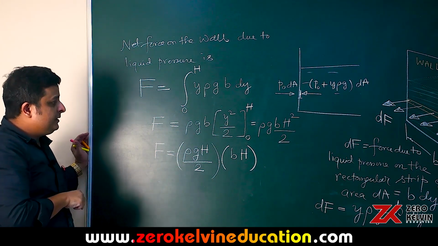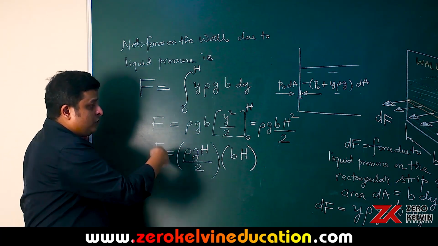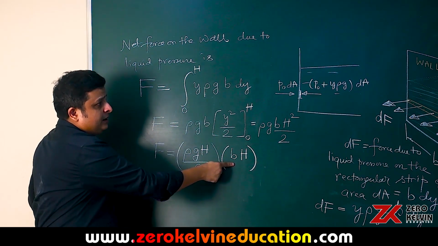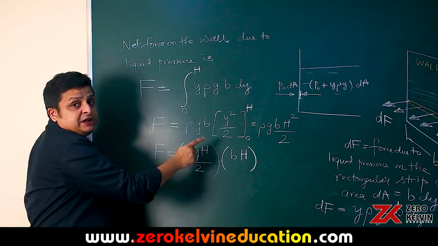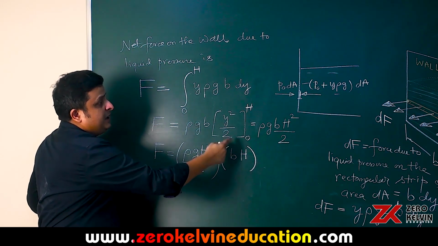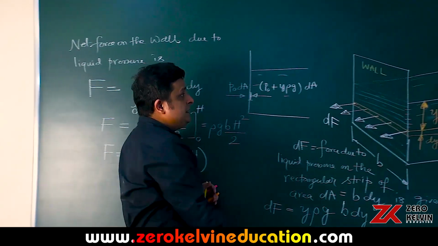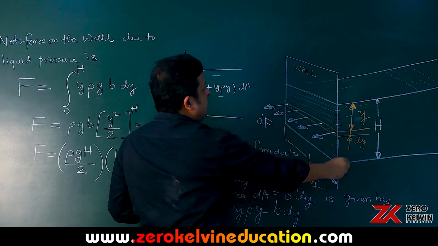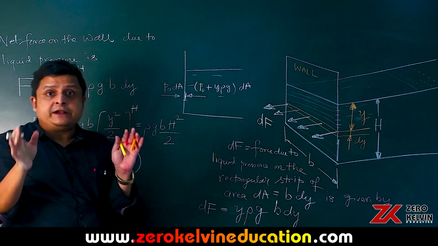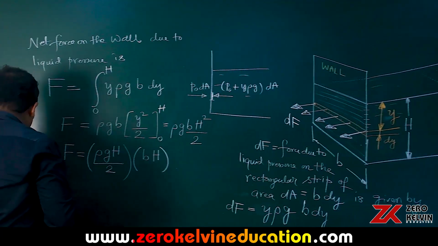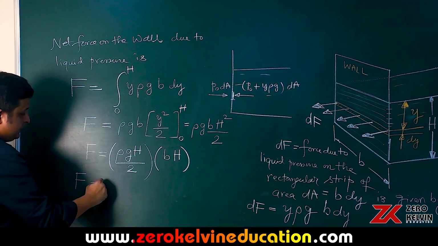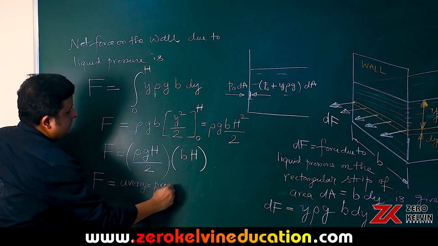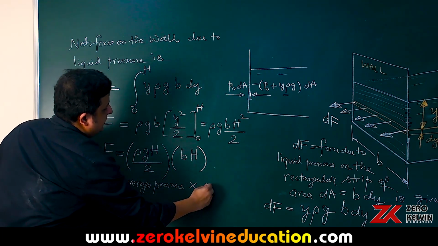See, rho g h by 2 is the average value of the pressure. So the force is the average or mean value of the pressure multiplied by the weighted area. This much area is weighted by the liquid, of width B and height h. We consider this rectangle only, which is weighted by the liquid. So force due to pressure is average pressure multiplied by the area.